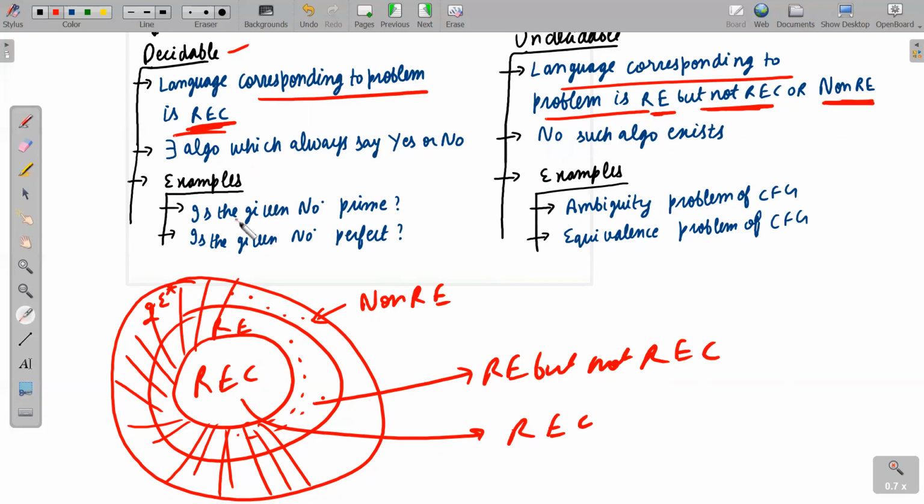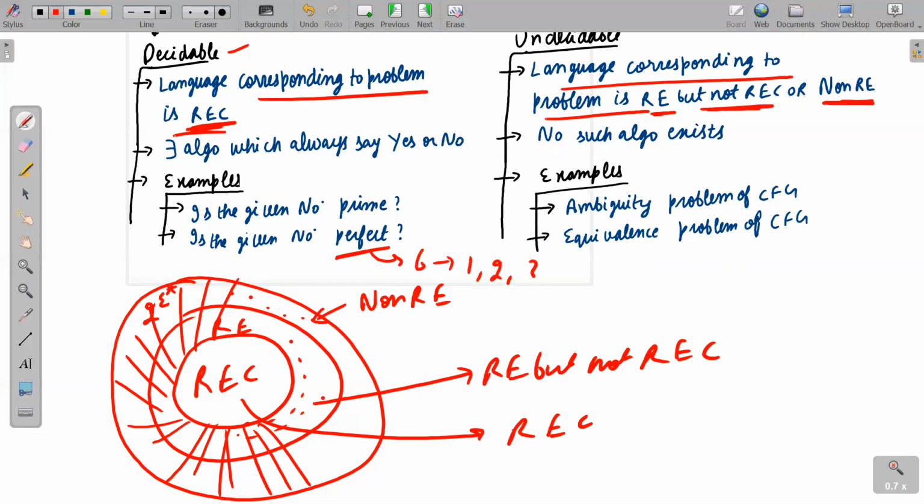Now examples: is the given number prime, is the given number perfect, and so on. Obviously, you know all these are decidable problems. And what is the way to judge whether a problem is decidable or not? Just try to imagine if you are able to write a program for the problem, then it will be decidable. Like, is the given number prime or not? Obviously, you can design a program on a computer. Is the given number perfect or not? Obviously, you can design a program. Perfect number means the sum of all the factors is equal to the number, like 6 is a perfect number.